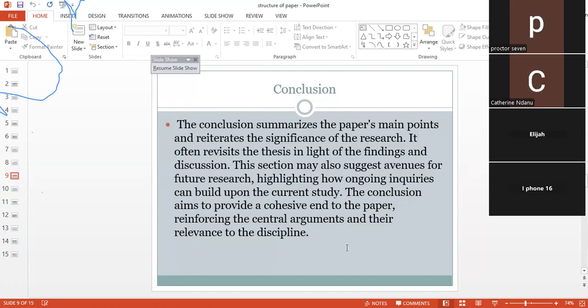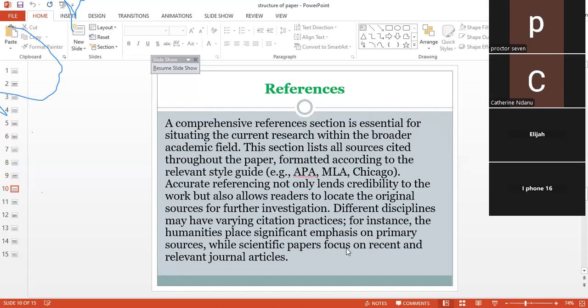So the conclusion aims to provide a cohesive end of the paper. Have you achieved your objectives? If you had 3 objectives, you try to see whether you have achieved them in this particular section, and so on. So that is the conclusion.